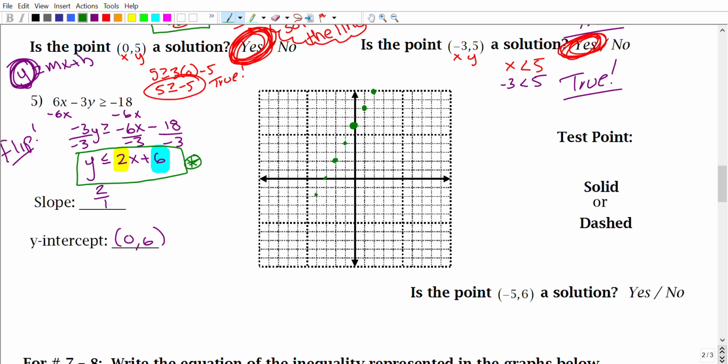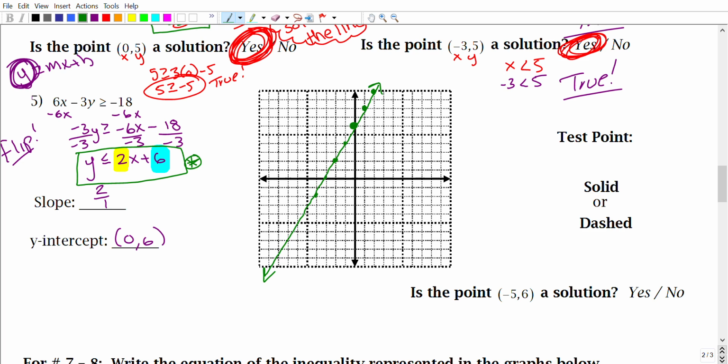Now, I'm not going to draw the rest of the points, but from the inequality symbol we're using, which is less than or equal to, are we going to use a solid or a dashed line? Okay, so hopefully you guys have figured out that it's a solid line because we have that little equal to symbol there. Anytime you have the equal to symbol, you have to use a solid line.